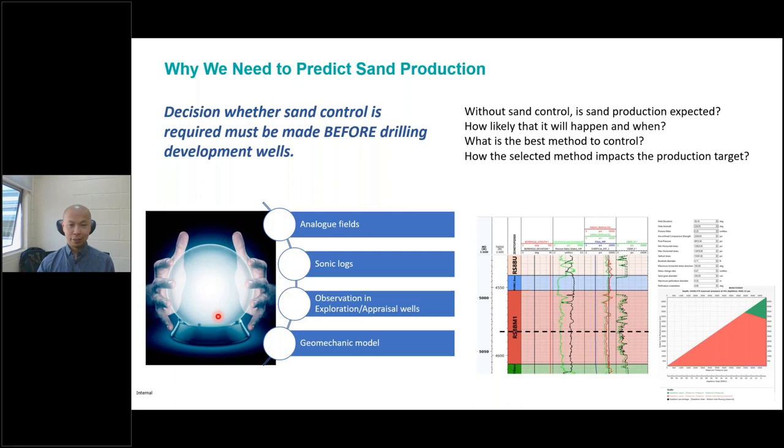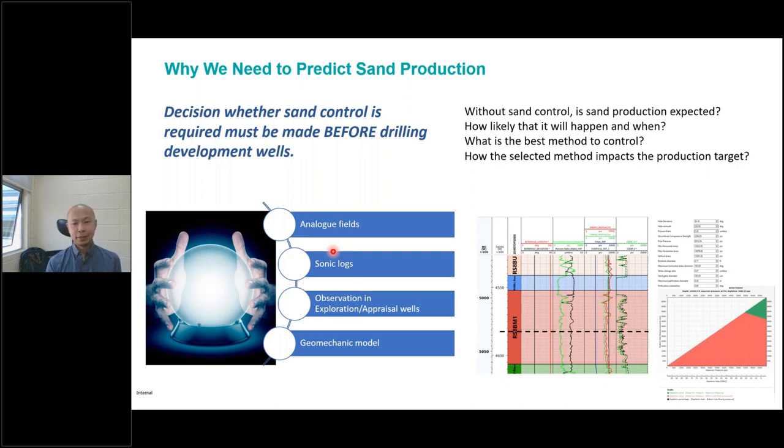The simplest and most basic way is probably to learn from our analog field. If we have a field nearby that shares so many things in common with the one that we are going to develop, we can use their practice as our guide on whether we require sand control or not. We look at our neighbors, but make sure that this field is really analog. We can check what kind of sand control they use and whether it works. Anything that we can learn from our neighbors will be beneficial for us. That's the first method.